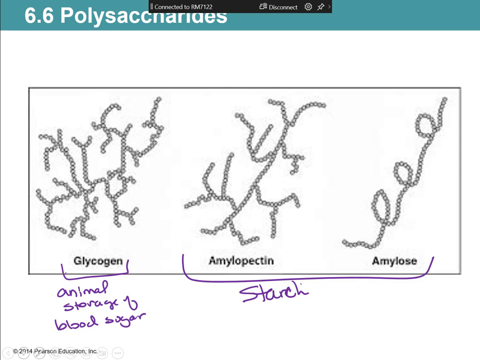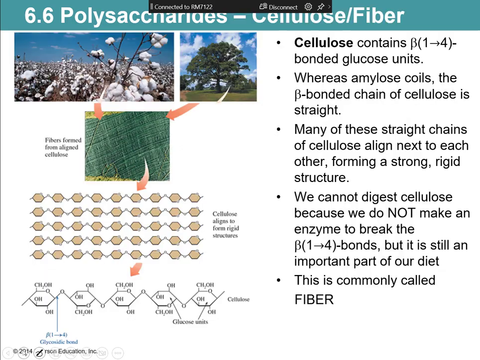So those are digestible. These we can break them. We can break glycogen down. We can make glycogen because we're animals. Starch, we can break it down. We can't make it because we're not plants. But we can digest it. We can break it down and use it for energy.